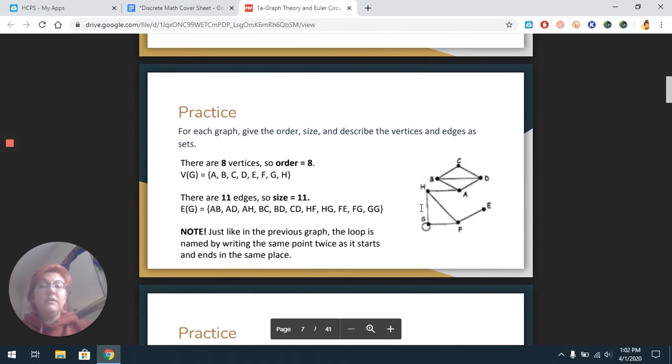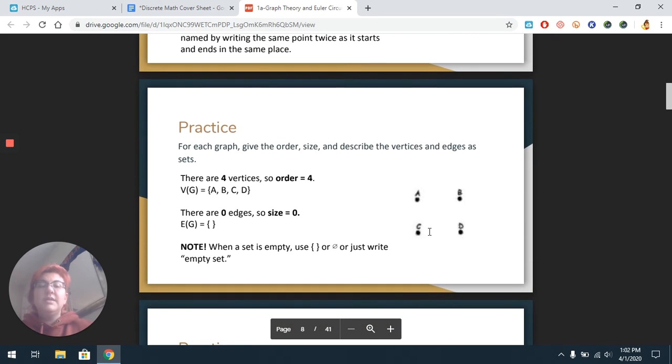And you'll see here that in this practice, it's done the same way. You have 8 vertices, so your order is 8, 11 edges, so your order is 11. Here you don't have any double edges, but you do have that loop at the end, the GG.